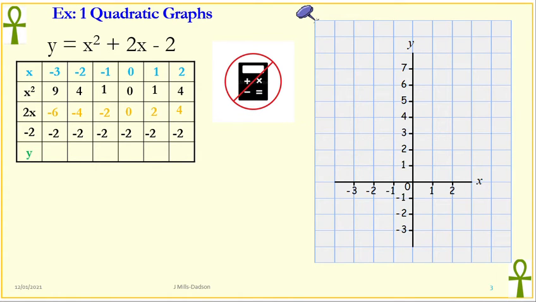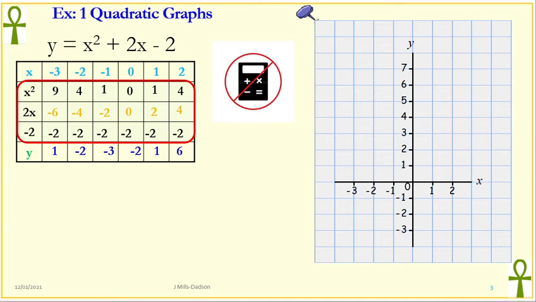Now, once you've done that, because y is made up of x squared, 2x, and minus 2, I'm going to do what we call vertical summation. I'm just going to add them up, and that will give me y. You got to be mindful of your negative numbers. So this column, when you add, you're going to have 1, negative 2, negative 3, negative 2, negative 1, and 6. And then from there, you just plot them as coordinates.